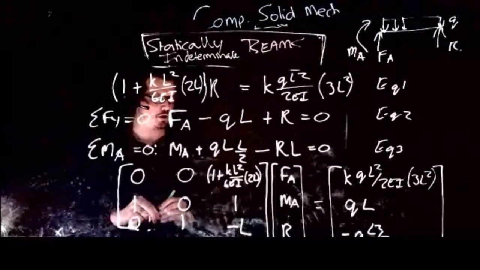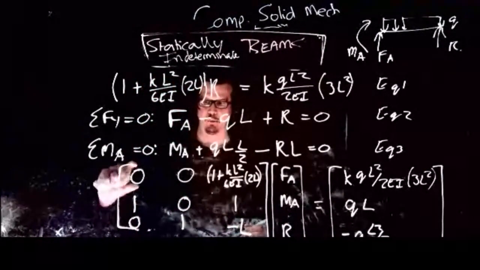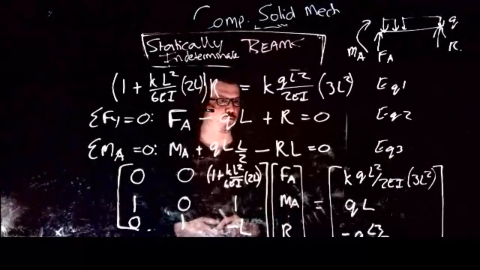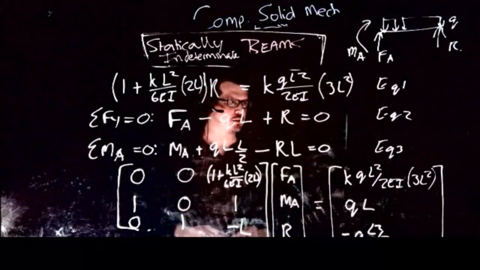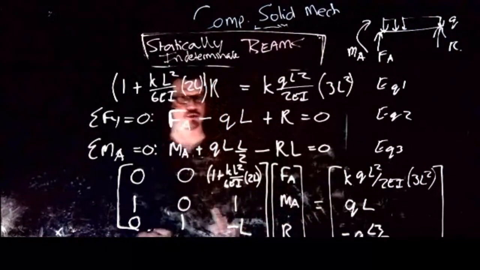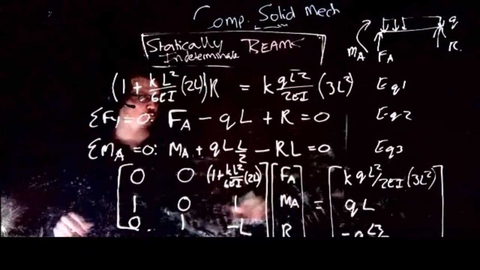Two of them are equilibrium equations, and one of them is what we call the compatibility equation, making sure that we recover the force in the spring from the displacements due to the Q load, as well as the load in the spring that's pushing back. Any questions up to this point?